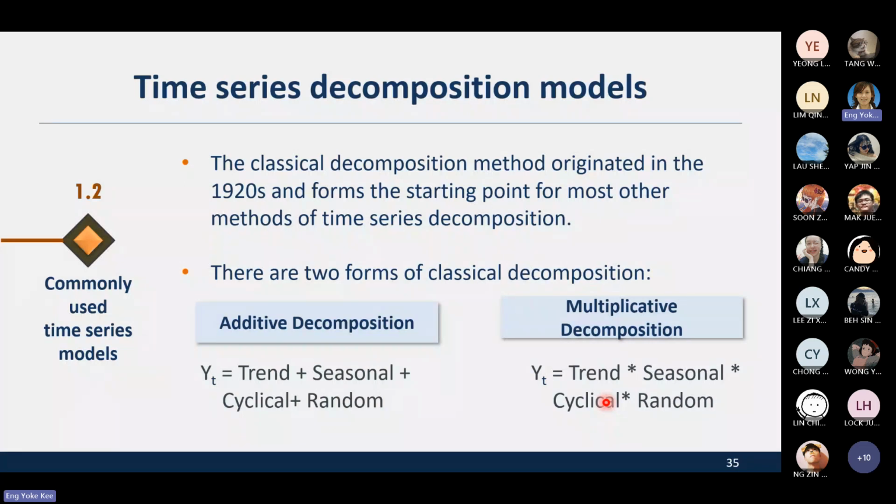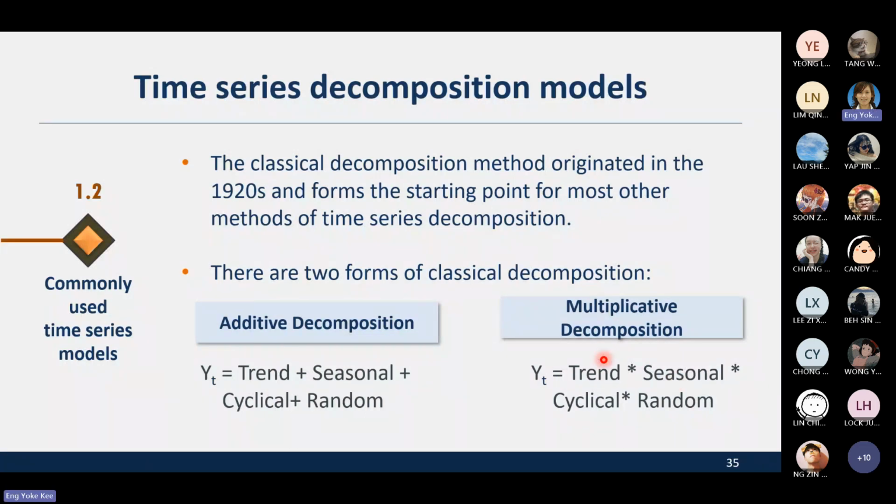You can see the key difference between these 2. When we total up all these 4 components, each component will not influence one another because you use this add up. Let's say 1 plus 2 plus 3 plus 4, you just total up the impact of each component. But when you look at the multiplicative, you see that the impact of each component will be amplified.